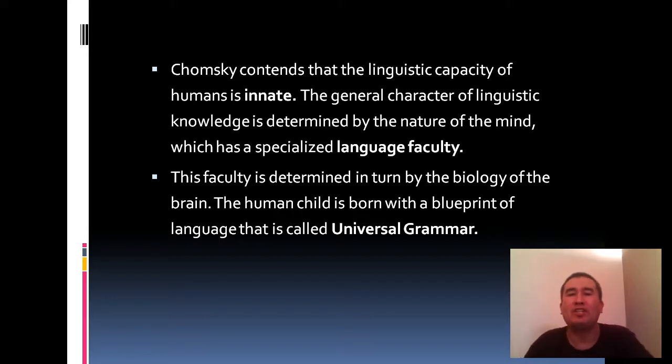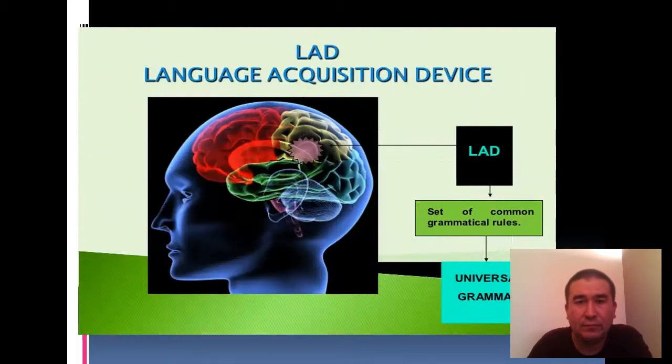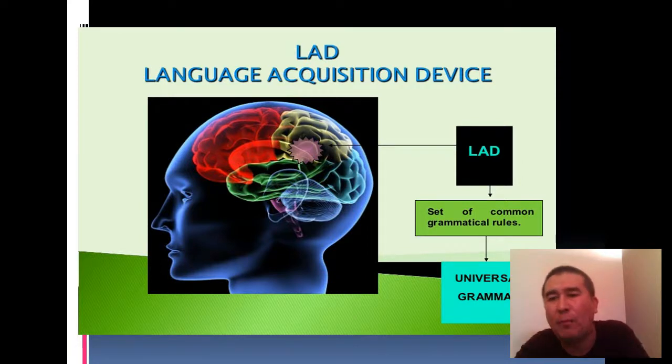So, we mentioned transformational grammar. Now we shall move on to universal grammar. So, it was the general definition. Language acquisition device. So, universal grammar mainly deals with a set of common grammatical rules, and how language is acquired by a person.